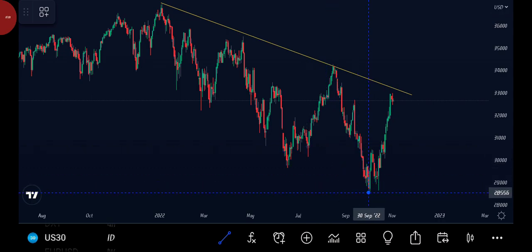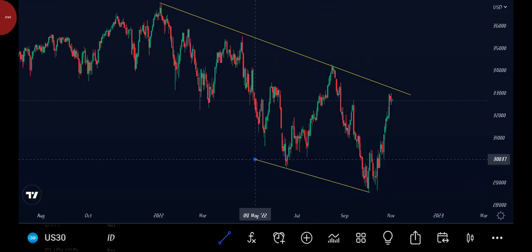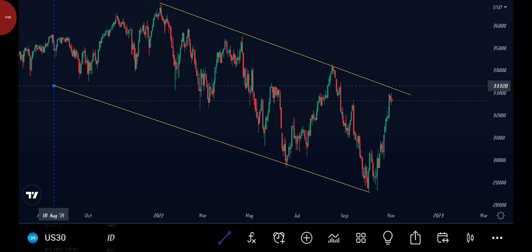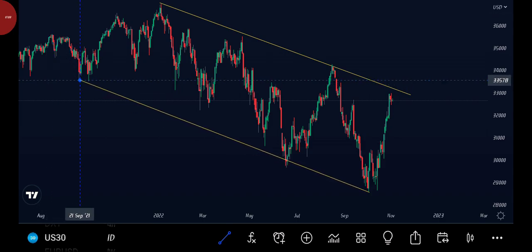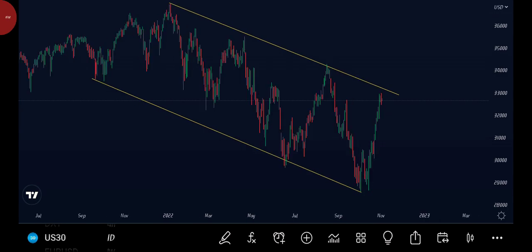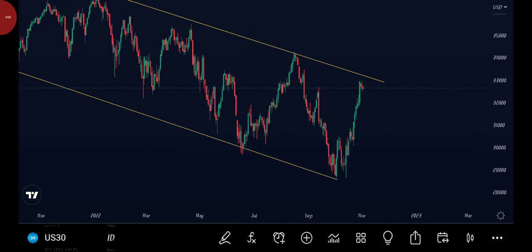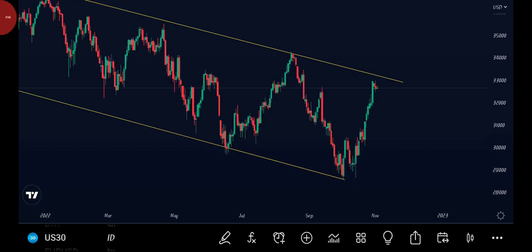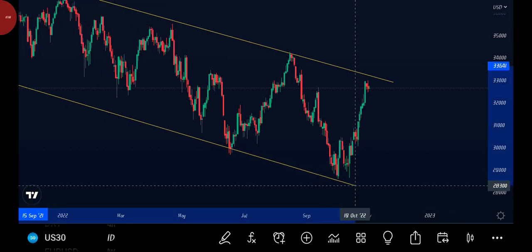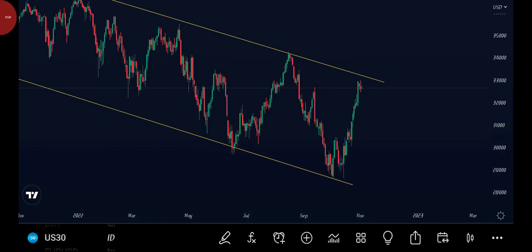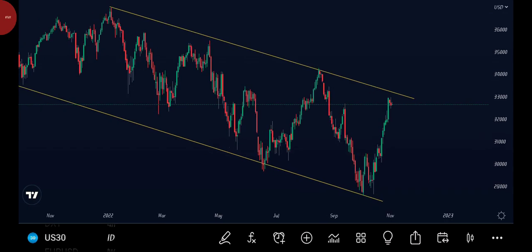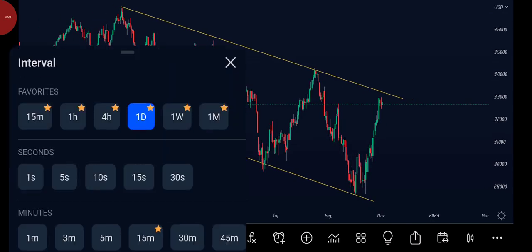Then I have this one over here, a lower low. Then we moved to a higher high. Okay, looks like, yeah, it is nice now. So guys, from here I will be moving to H4. So this is the daily time frame. So we move to H4.